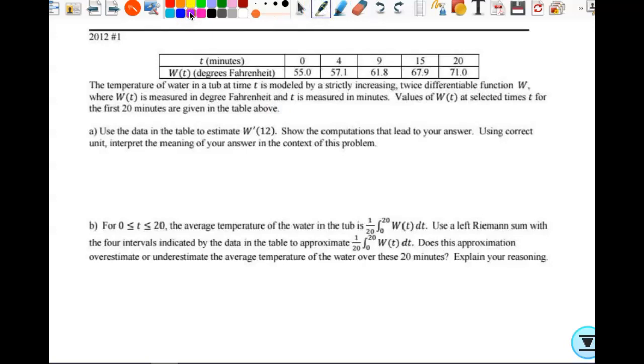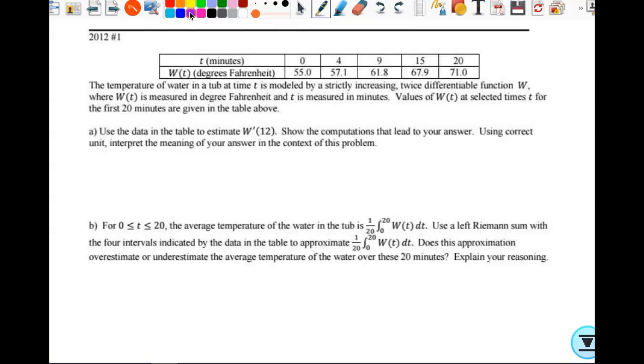Yes. Okay. So the temperature of the water in a tub at time t modeled by a strictly increasing twice differentiable function w, where w of t is measured in degrees Fahrenheit and t is measured in minutes. Values of w of t at selected times t for the first 20 minutes are given in the table above. That is a lot of information, but they do not give you random stuff that doesn't matter. If they said it, it's probably important. So although when you first read it, you may not really think about how all that stuff's going to come into play, but as you're working through the questions, you need to make sure that you go back and think about what's being said here.